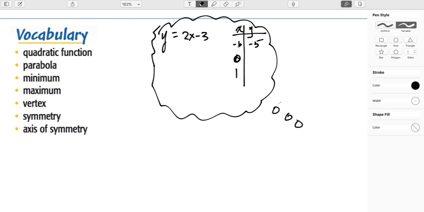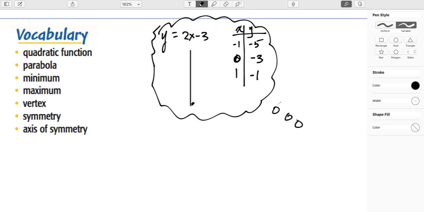So 2 times -1 is going to be -2. -2 minus 3 is -5. If I plug 0 in for X, you'll see that the result will be -3. Check it if you like. And when I plug 1 in for X, you'll see the result will be -1. And then you know what we would do with this.